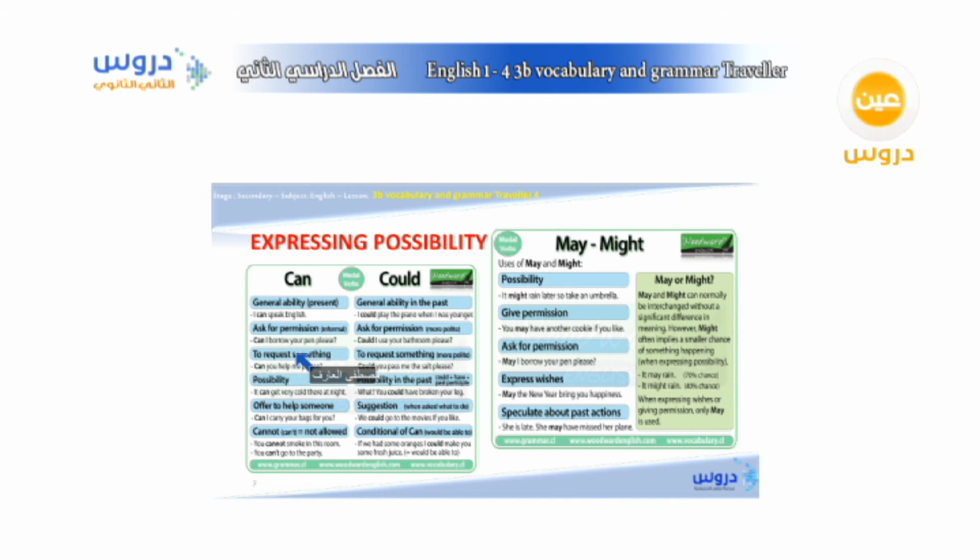Also, we use can to request something. Can you help me, please? Are you able to help me? Will you help me? So you're asking for help or you are requesting something. Also, as we said, for possibility, it can get very cold there at night. Or it can rain tomorrow evening.